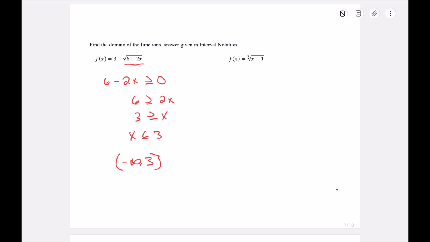And so next we're given f of x is equal to the cubed root of x minus 1. But since we have a cubed root, anything we plug in, negative or positive, would still give us a real number. So we would always have a domain of negative infinity to positive infinity, or all real numbers.